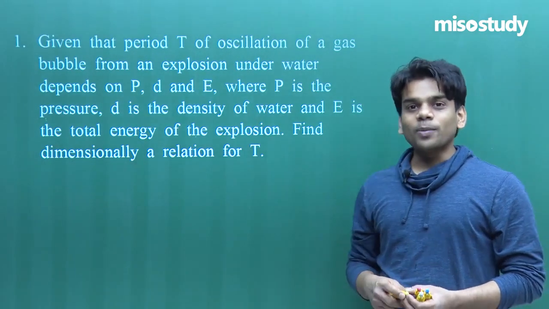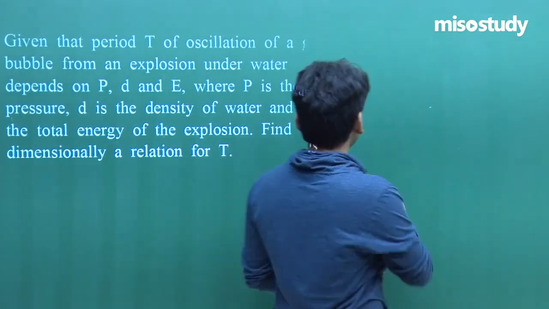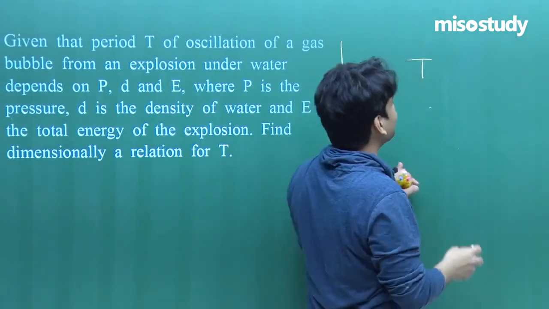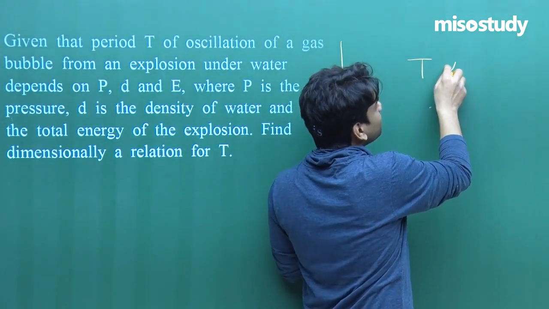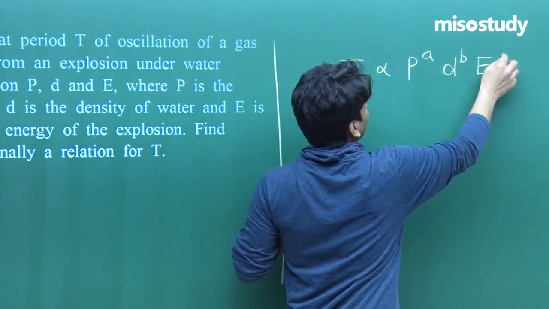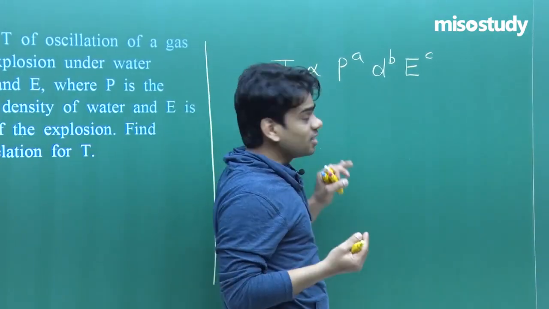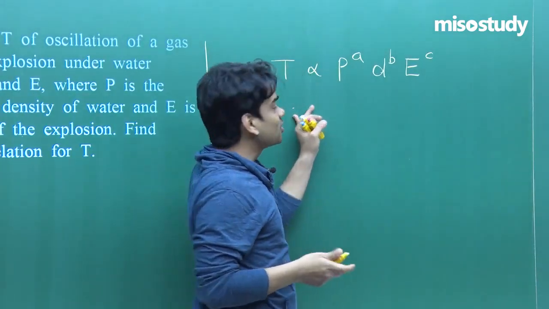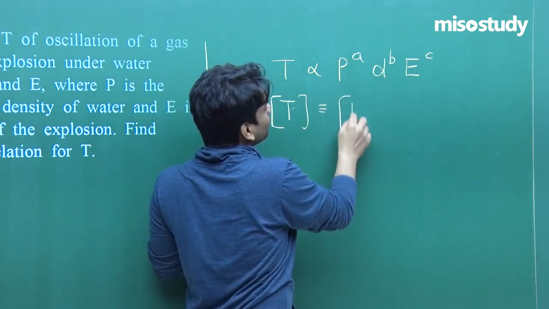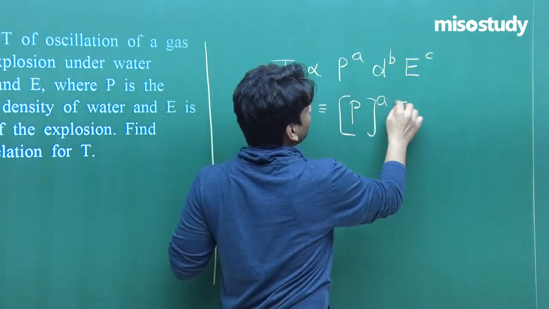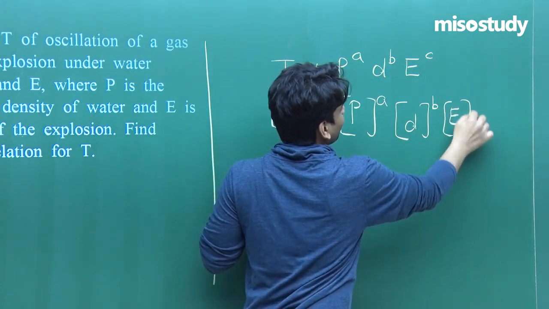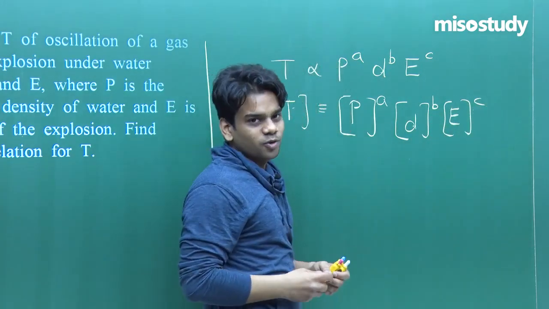See here, what I'm going to do, I'm going to solve the question at the other end. Let's say the time period depends on pressure, density and energy as this: pressure to the power A, density to the power B and energy to the power C. So dimensionally it has to be correct. The dimensions at the left end should be equal to the dimensions of all the variables that we have taken at the right end. So we can write this equation dimensionally in this form.